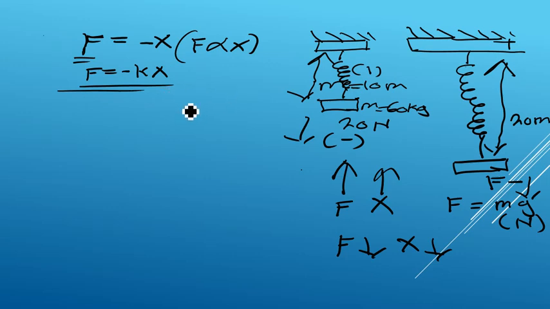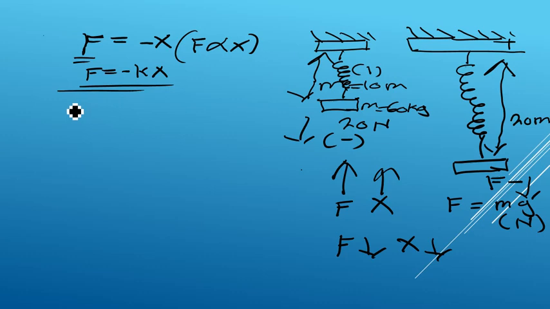Hooke's law simply states that the strain of a material is proportional to applied stress within the elastic limit of that material. The stress is simply the force, and the strain is simply some distance that is covered after applying that force. But I want you to take note of something.